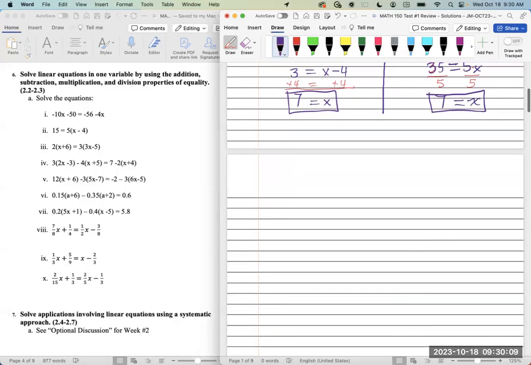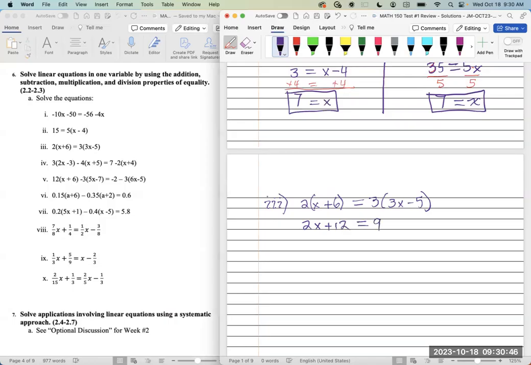All right, I'm going to skip down here. I'm going to do number 3. 2 times the quantity x plus 6. In this case, I am going to distribute because if I divide by 2 or I divide by 3, I'll be dealing with fractions for the remainder of the equation. Not a problem, we could do that. It just takes me a bit longer, and sometimes I make silly mistakes with fractions. So I'll distribute. This would become 2x plus 12.